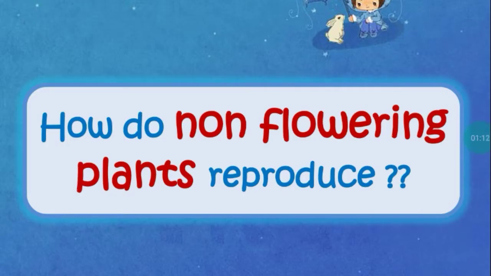Now how about non-flowering plant? How do non-flowering plants reproduce? Okay, so we have finished with the flowering plant. The flowering plant reproduces by their seed. The process is pollination, fertilization, seed dispersal, and then the last, germination. Now, how about non-flowering plant? How do they reproduce? Bagaimana sih kalau tanaman tidak berbunga itu berkembang biak?